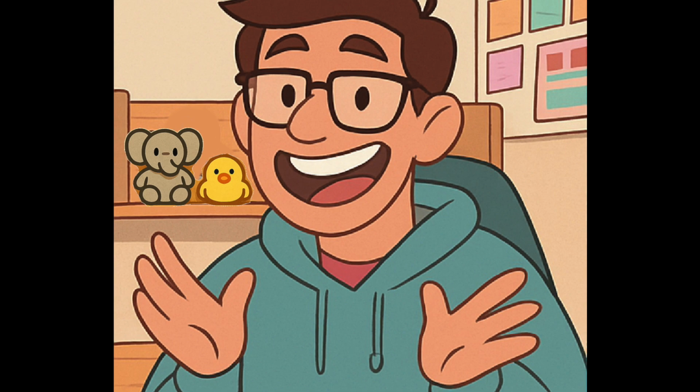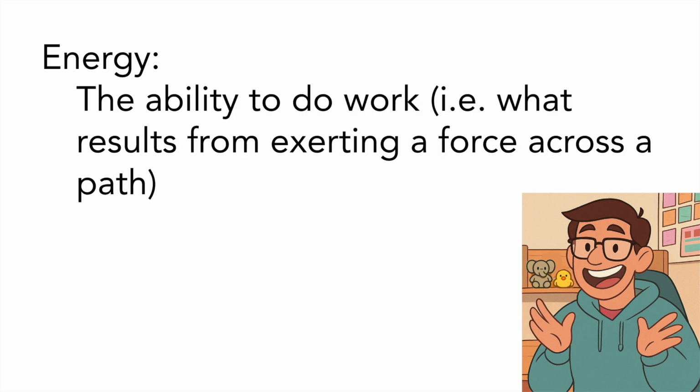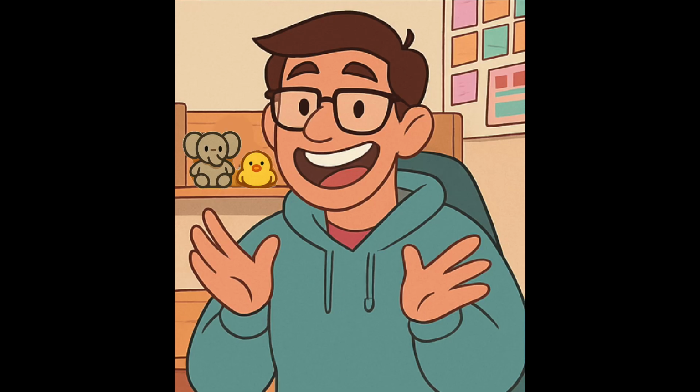Let's get started. So in part 1 of this What is Energy series, I defined energy as a scalar conserved across a boundary in many different forms that models a system's behavior. In part 2, I said that many people define energy as the ability to do work. And although this definition is adequate in most situations, it's not perfect. But there's actually a third definition of energy, one that comes from quantum mechanics.